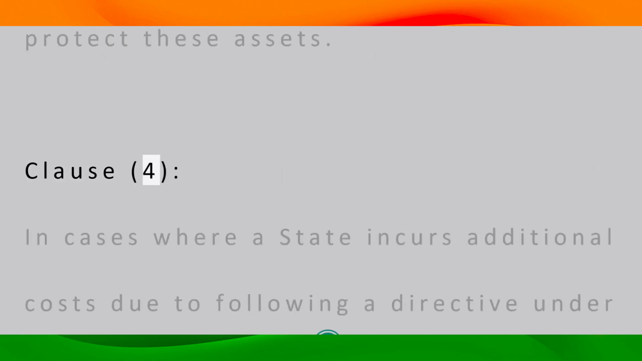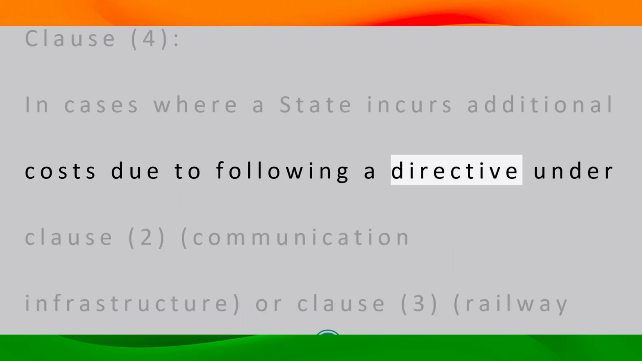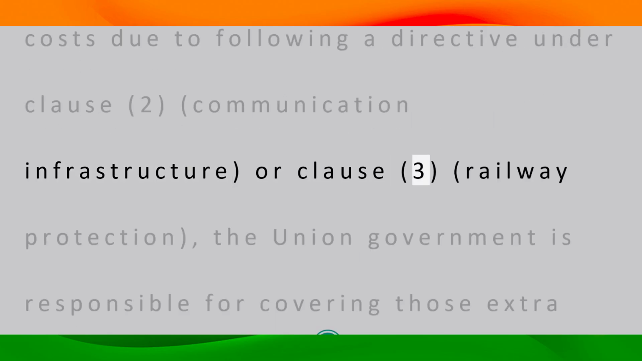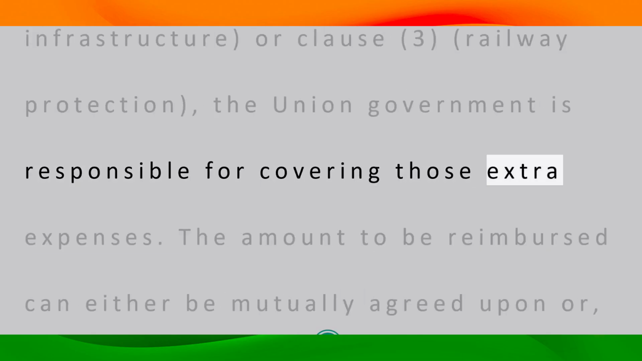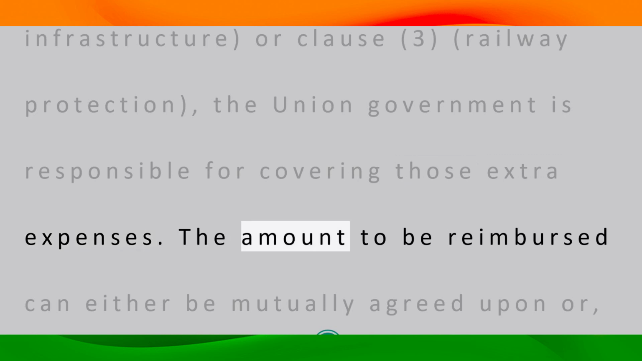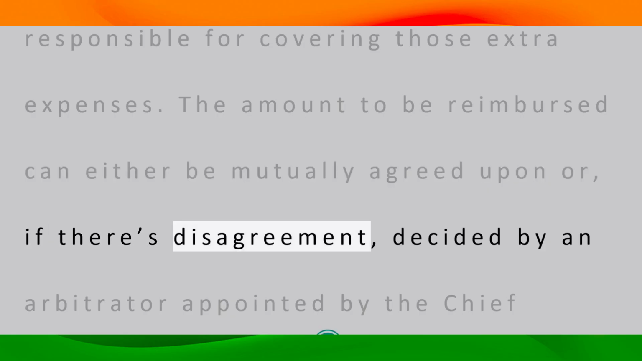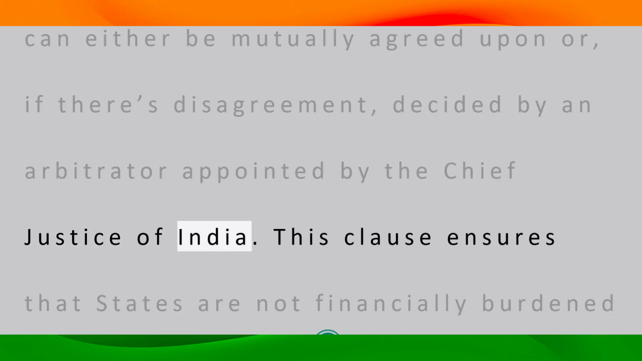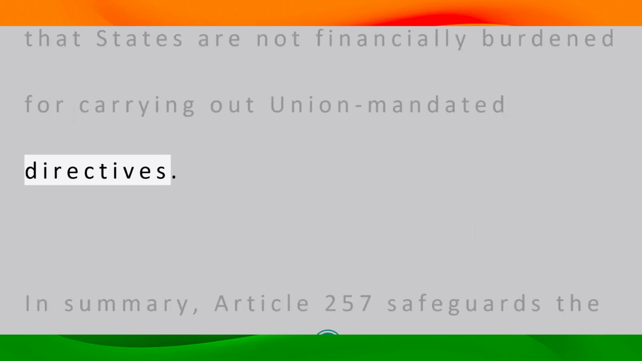Clause 4. In cases where a state incurs additional costs due to following a directive under Clause 2, communication infrastructure, or Clause 3, railway protection, the Union government is responsible for covering those extra expenses. The amount to be reimbursed can either be mutually agreed upon or, if there's disagreement, decided by an arbitrator appointed by the Chief Justice of India. This clause ensures that states are not financially burdened for carrying out Union-mandated directives.